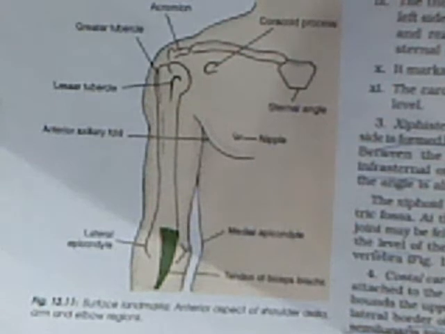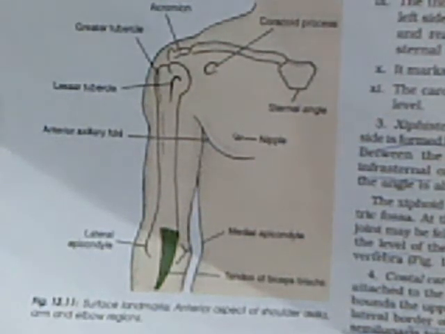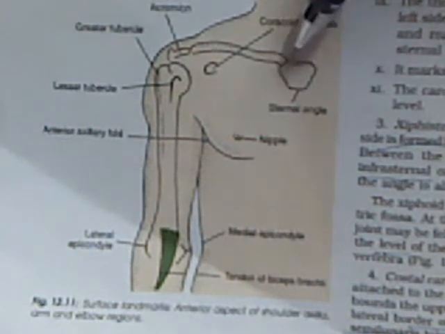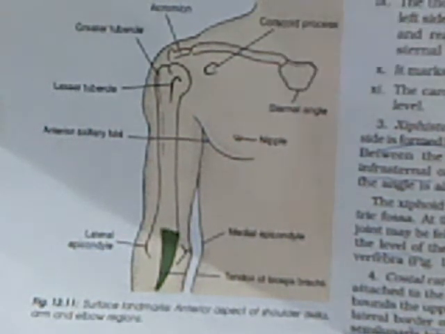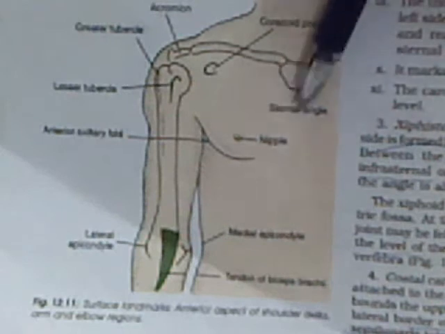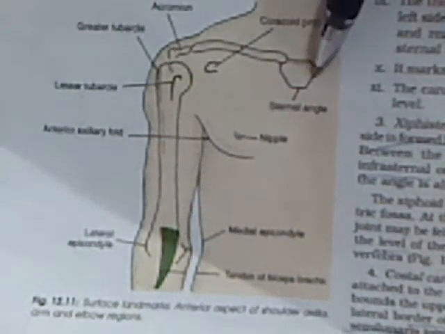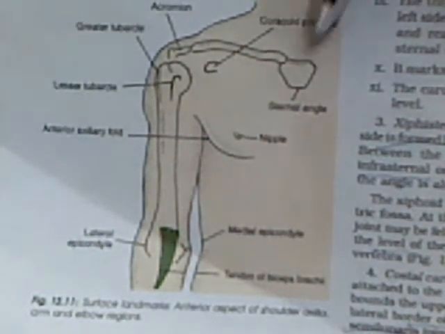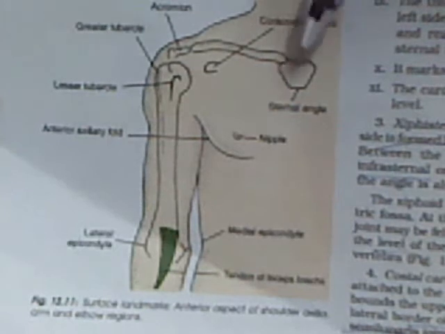It lies at the level of the lower border of the body of the second thoracic vertebra. So if we trace it behind, its level is going to lie at the lower border of the body of the second thoracic vertebra. The trachea can be palpated in this notch. So if we are going to palpate the trachea, it can be palpated in this suprasternal or the jugular notch.